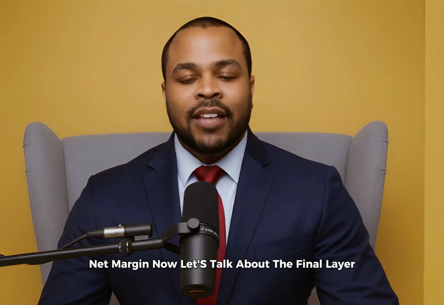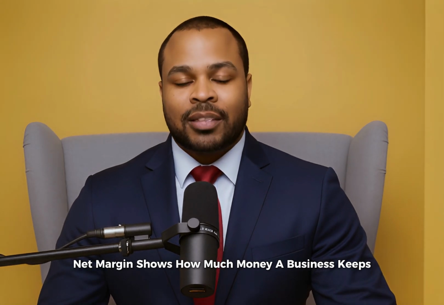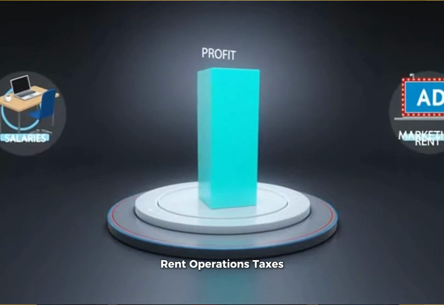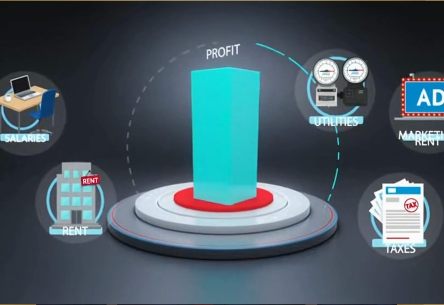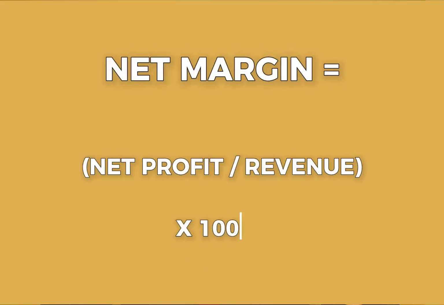Net margin. Now let's talk about the final layer, net margin. Net margin shows how much money a business keeps after subtracting all expenses. This includes marketing costs, salaries, rent, operations, taxes, utilities, everything. The formula is net profit divided by revenue, times 100.